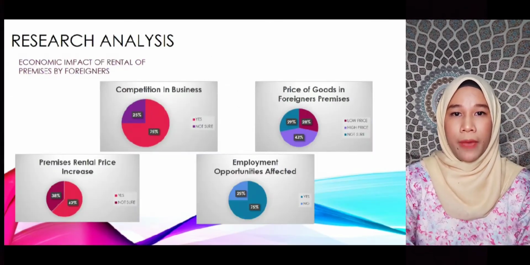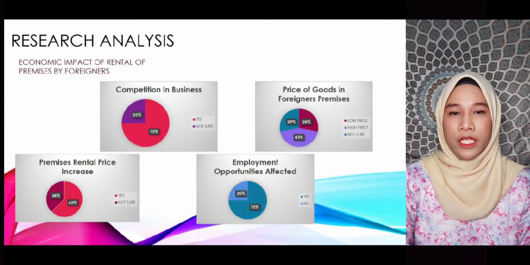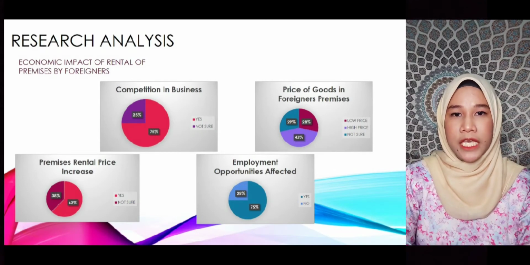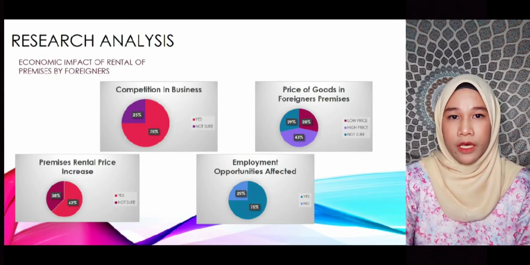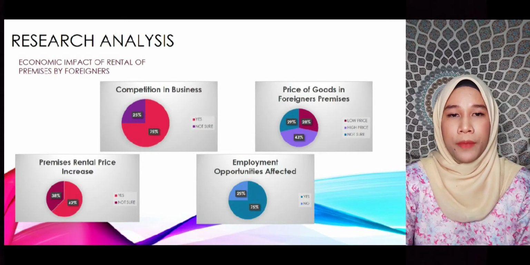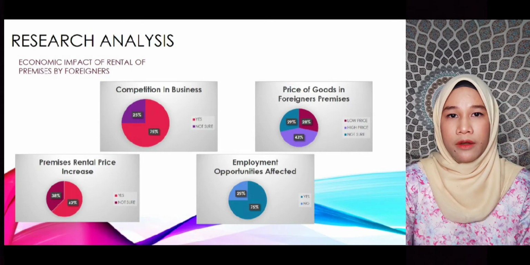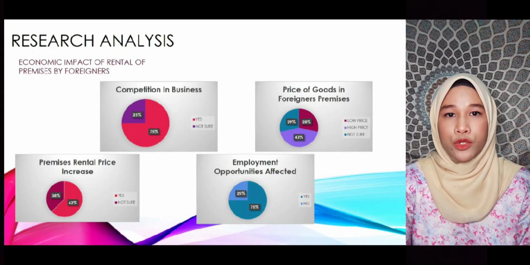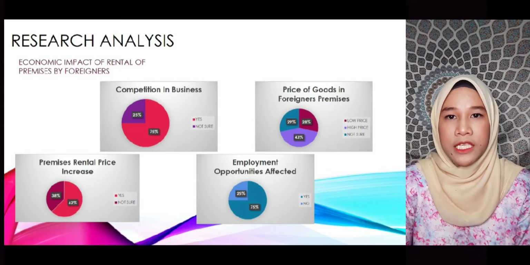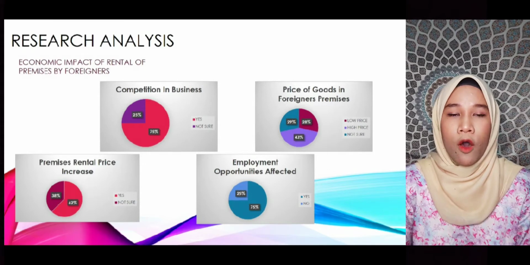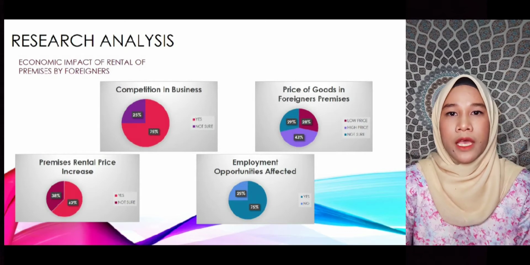Next, the economic impact of the rental of premises by foreigners. The first impact identified by the respondents is the increase in premise rental prices. 62% of respondents agree that the price of premises increased after tenancy by foreigners, and 38% were unsure. The increase in rental price occurs due to the willingness of foreigners to pay more expensive rent than locals to the owner of the premises. Therefore, there is a gap between foreign trade and local trade.